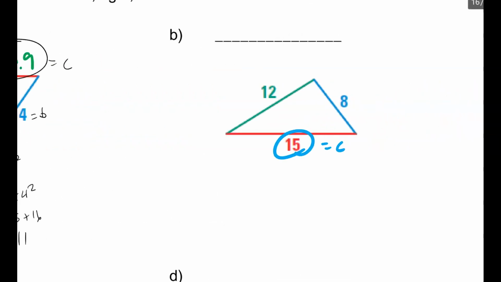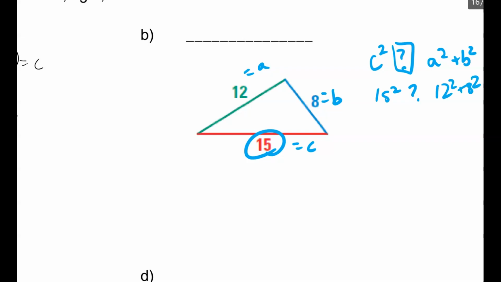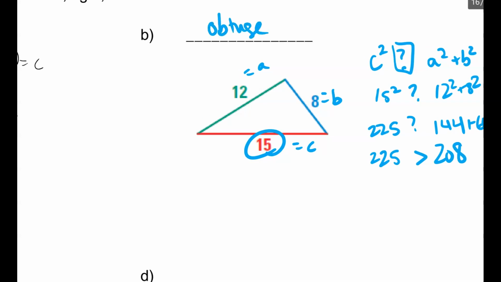This is the longest side, so this is c. I could have this one be a, b, and we need to decide, is this true? We don't know. c squared compared to a squared plus b squared. So we said c was 15 squared. We don't know what should go in between here. 12 squared plus 8 squared. Once again, using your calculator, 15 squared is 225. 12 squared is 144. 8 squared is 64. Add them up. 225 is greater than 208. Since it's greater than, it's going to be an obtuse triangle.